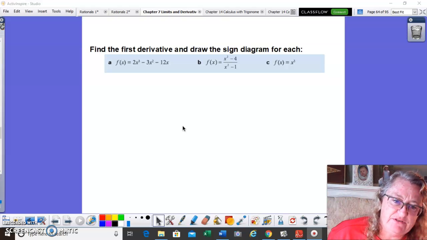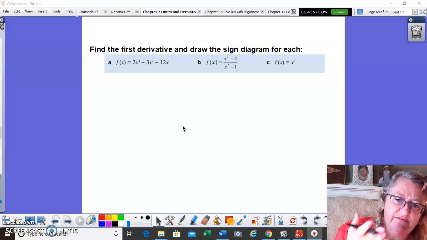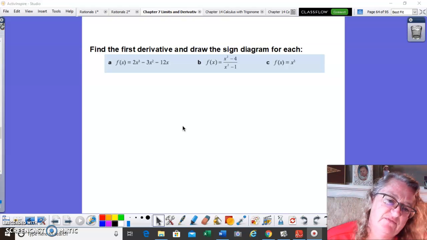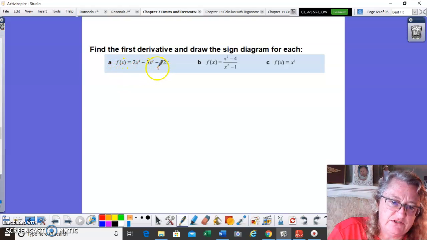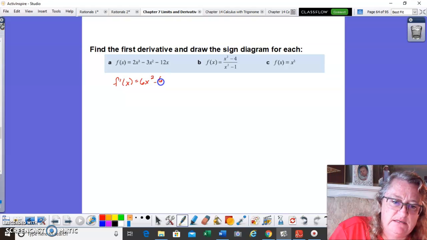So to start with, let's just remember how to find the first derivative and to draw the sign diagram. Those are going to be very important for us. So for the very first question, our original function is this one right here. And so we're going to find the first derivative. And the first derivative of this one is going to be 6x squared minus 6x minus 12.